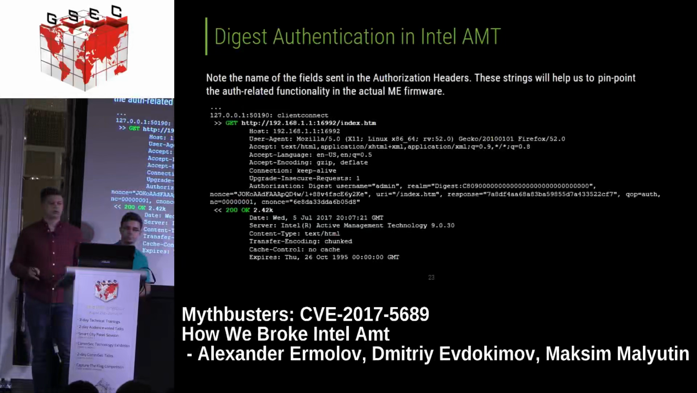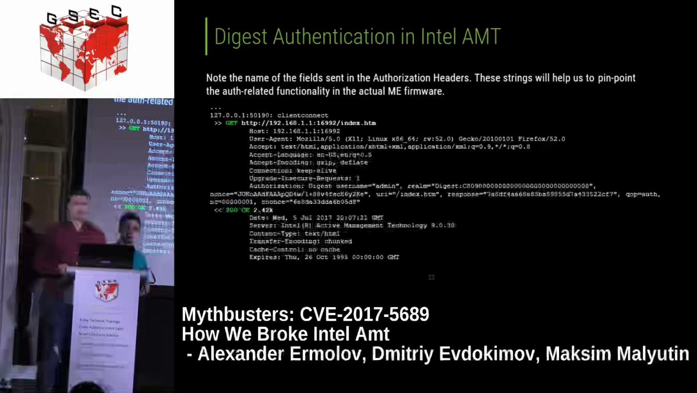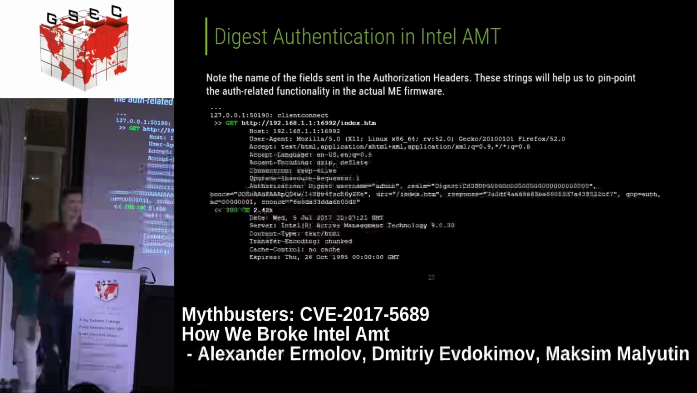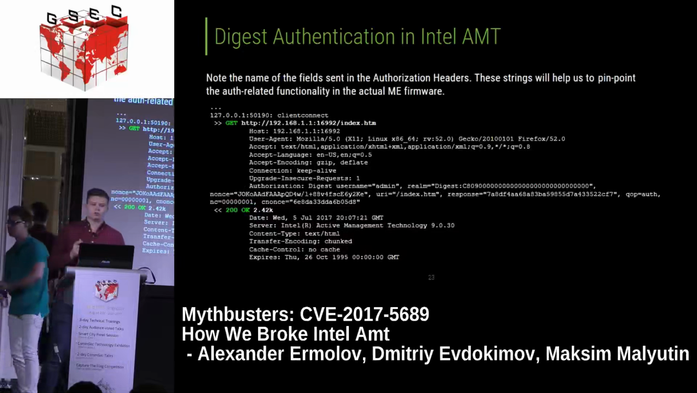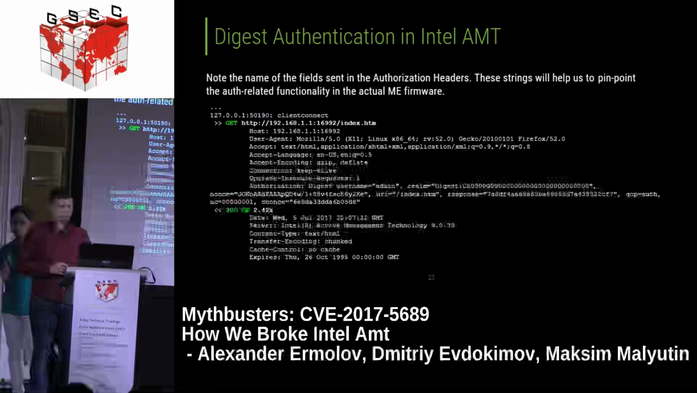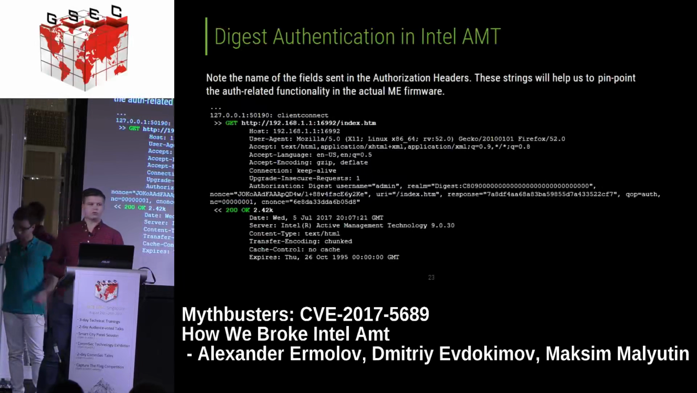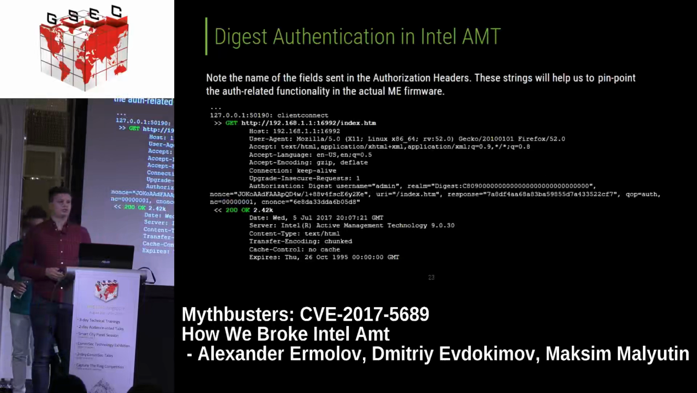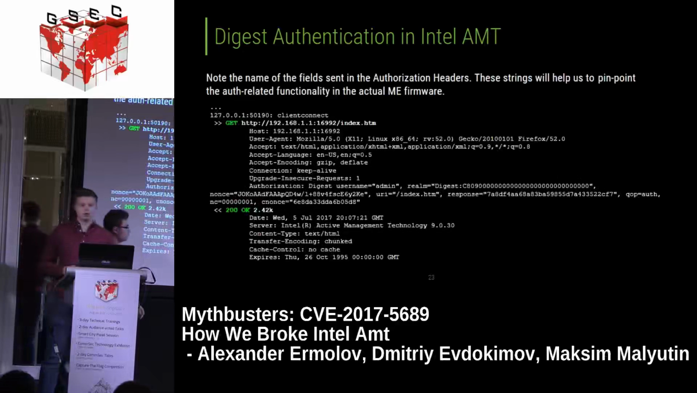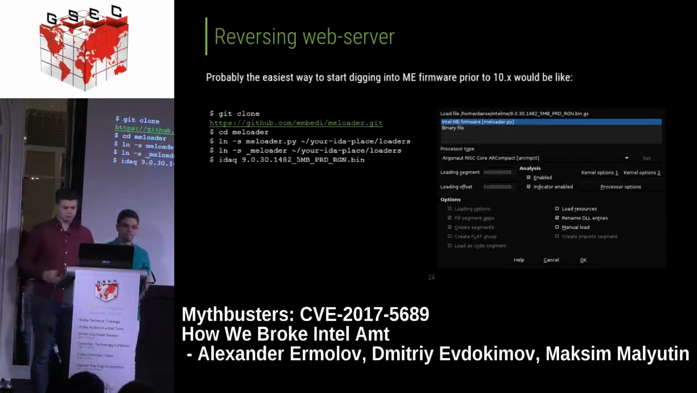Nothing extraordinary has happened during the authentication process, but a detailed look at the sniffed packets gives us a clue what to look for in the ME firmware. It is the authorization header field names. We can use these strings for searching through the firmware and pinpoint the very code that is responsible for the digest authentication. For the purpose of reverse engineering, we will use the IDA Pro disassembler and special loader scripts.